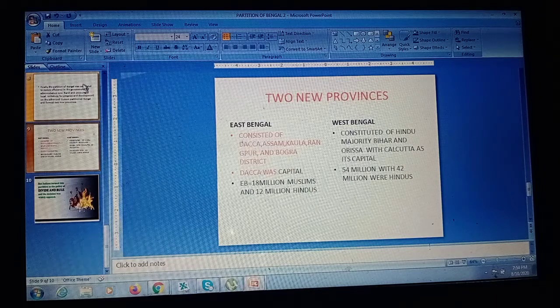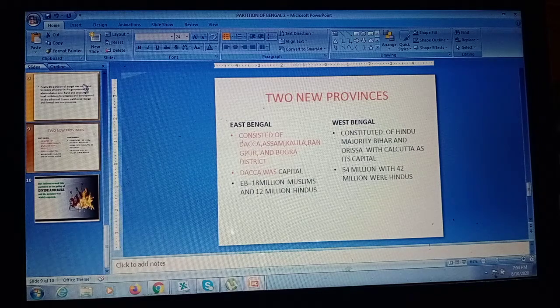Now East Bengal consisted of Dhaka as the capital, Assam, Kaula, Rangapur and Bogra districts. That was one area, East Bengal, for the Muslim majority people. And on this side we have West Bengal, which consisted of a Hindu majority, Bihar and Orissa. Many people did propagate that this division was okay. The Bengalis did accept it, but not on the basis of provinces, rather on the basis of language. Later, the first state to have an independent state on the basis of language became Orissa, with the Oriya language.